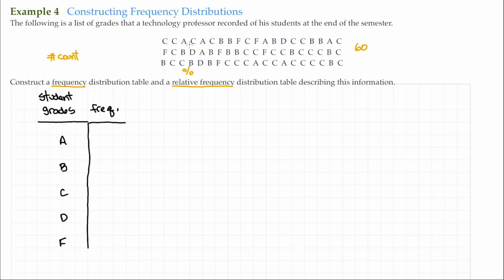Here we'll do the A's. 1, 2, 3, 4, 5, 6, and 7. So it looks like we have 7 A's. And we just list it. Now we'll count up the B's. 1, 2, 3, 4, 5, 6, 7, 8, 9, 10, 11, 12, 13, 14, and it looks like 15. So we have 15 B's.